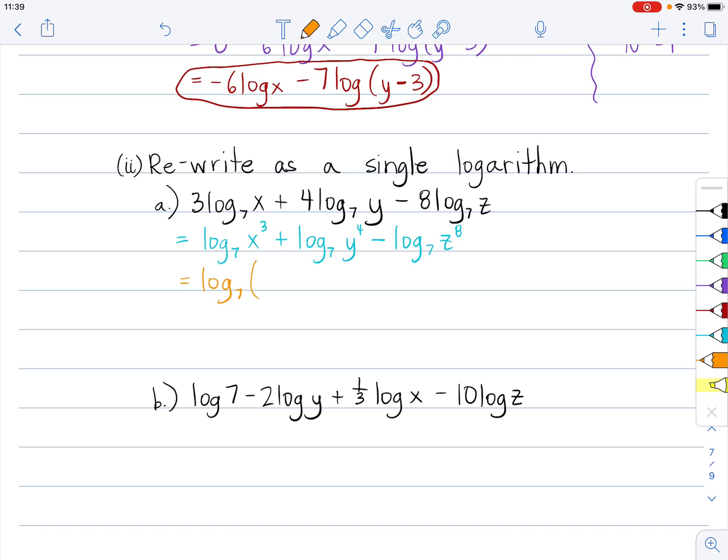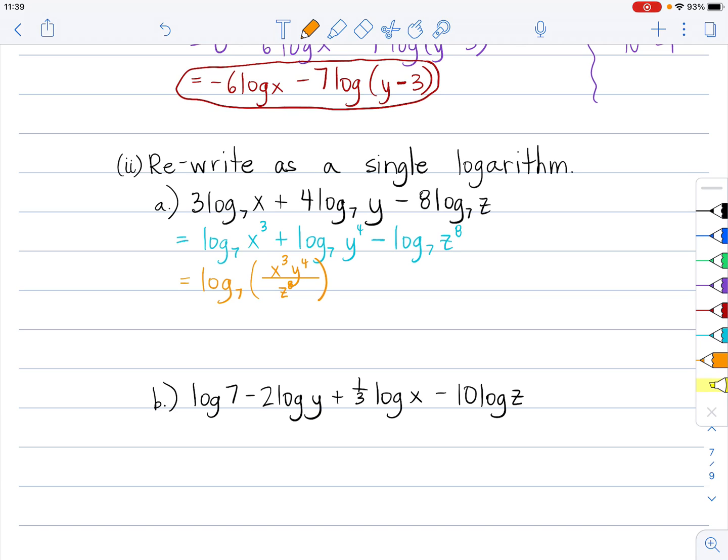Again, how do I know I need a division bar versus how do I know if I don't? If they're all positive, no division bar. If you have positives and negatives, it means you have guys upstairs and downstairs and you need a division bar. So who's positive and going upstairs? That's x cubed y to the 4th. Negative, so going downstairs is our z to the 8th.